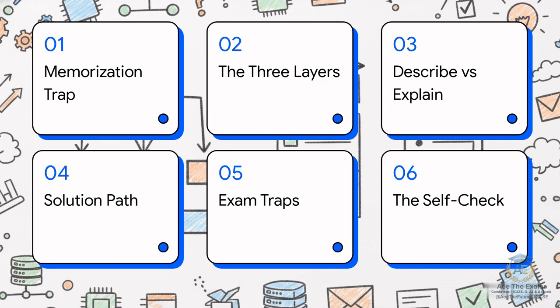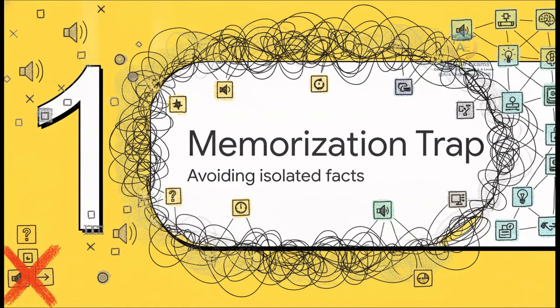Then, we'll build up your defensive skills using the 3 layers. We'll draw a hard line between describe versus explain. After that, we'll implement a structured solution path, navigate those sneaky exam traps, and finally, finish up with a bulletproof self-check mechanism. So let's get right into Section 1, the memorization trap. Why learning sound sampling as an isolated standalone definition is the most critical mistake you can make, and exactly why it loses you so many marks.